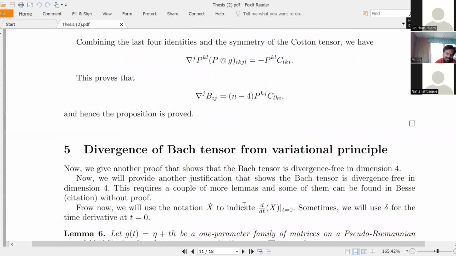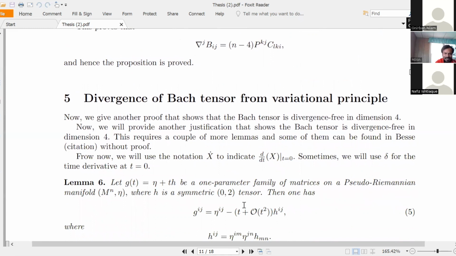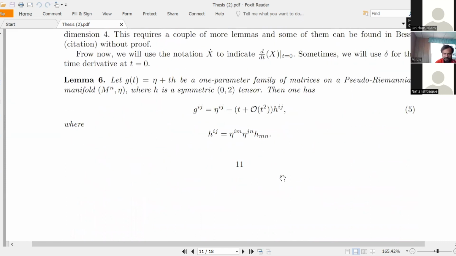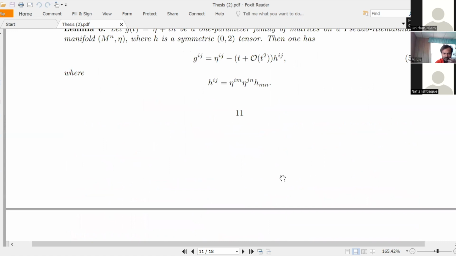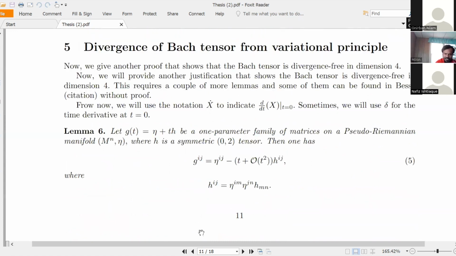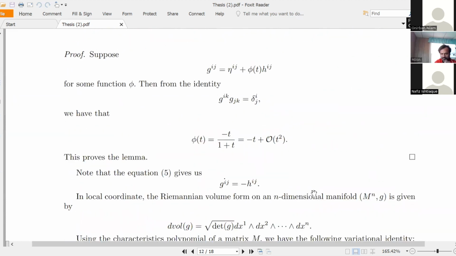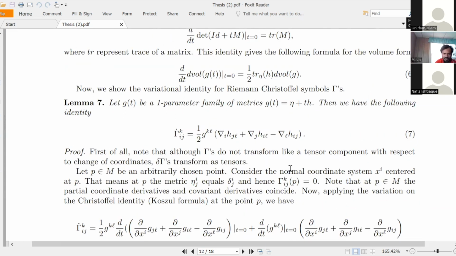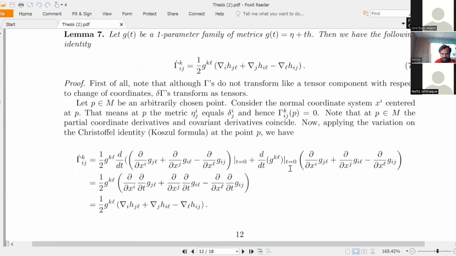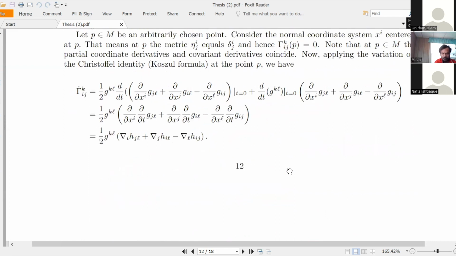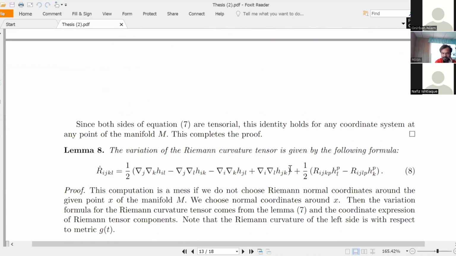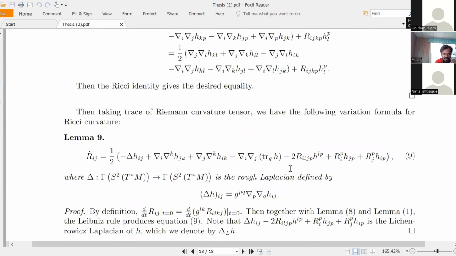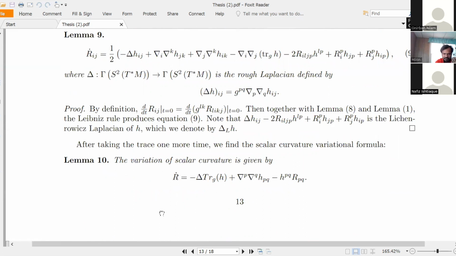And so this is one, and I did this thing for fun, and I derived the same result from the variational principle. I proved a lot of standard results. If you have a one parameter family of metrics and you change it, you guys know this traditional computation. Then I computed the variation of the Christoffel symbols, which are not tensors. This derivative is a tensor, and at some point I need to use Riemann normal coordinates, otherwise it was a big mess.